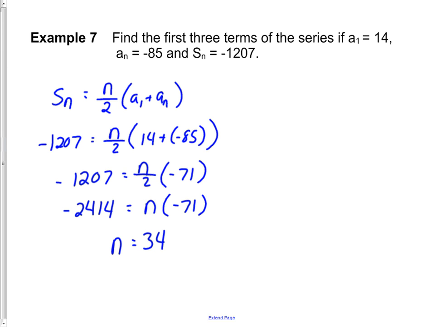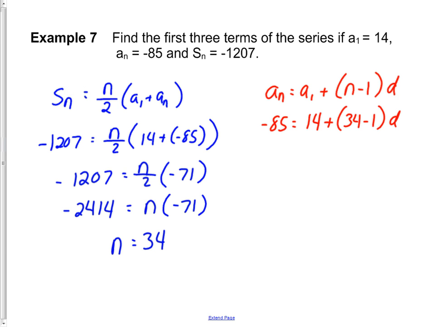So now I'll go to my second step and I'll use the original formula that I had for a sequence, which was a sub n equaled a sub 1 plus n minus 1 times d. I'm after d so I can find the first three terms of the series. So a sub n we were given as negative 85. First term of the series, 14, plus n minus 1. Well, now we know n is 34, so 34 minus 1 times d.